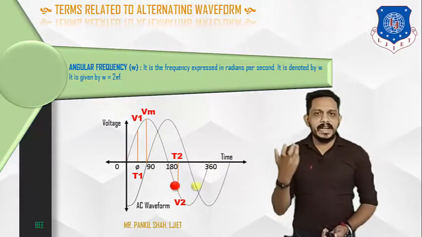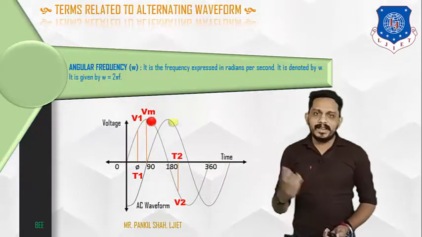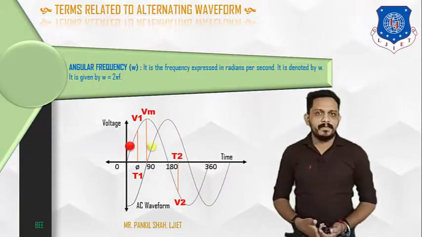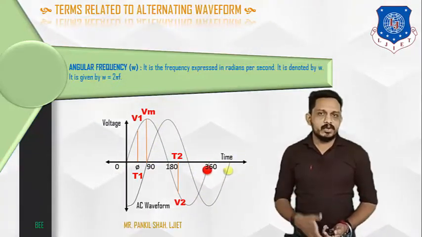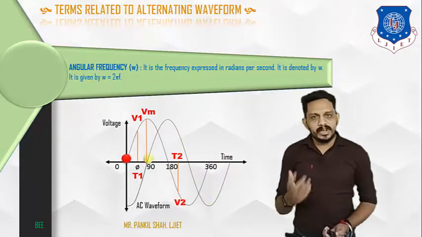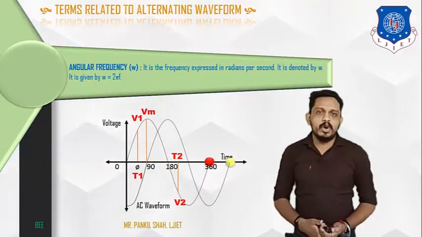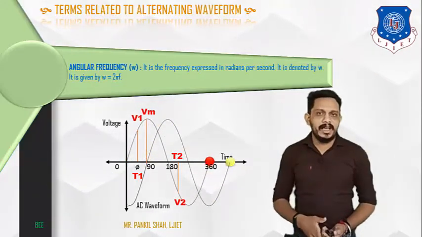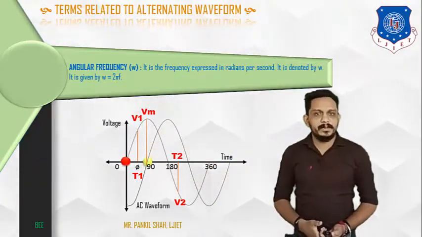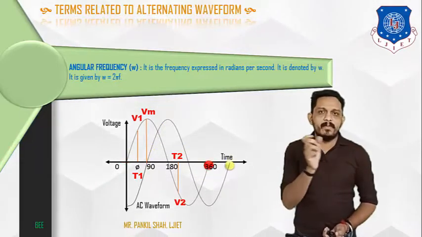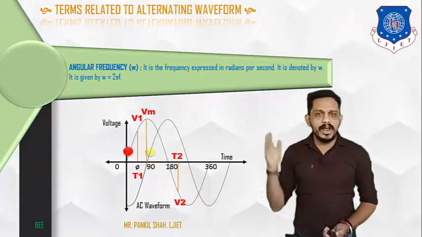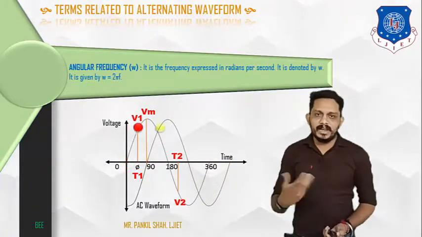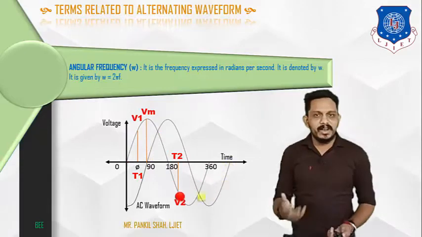Angular frequency is denoted by omega. And we have studied in a previous video that omega is equal to 2 pi f, where 2 pi is one complete rotation, 360 degrees, and f is the frequency. So omega is equal to 2 pi f. This is known as the angular frequency. Angular frequency is a very important term in relation to these alternating quantities.